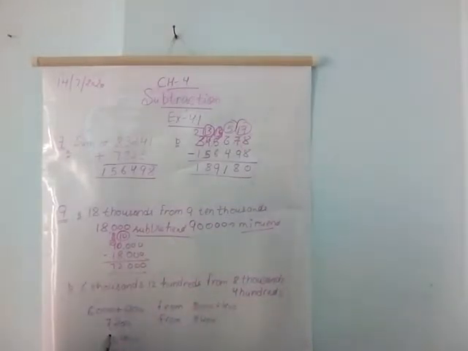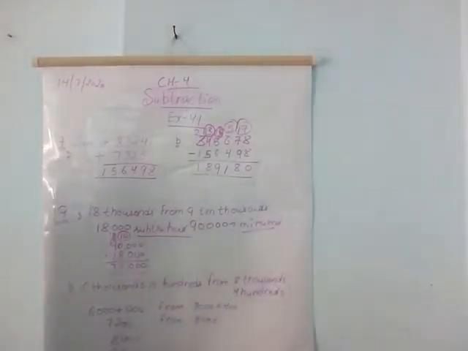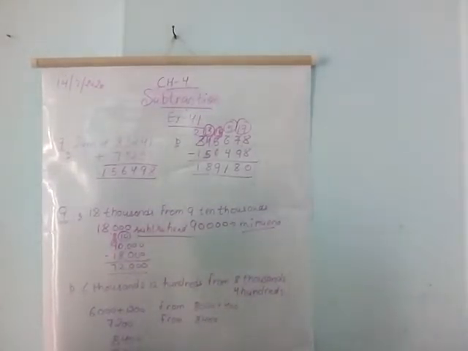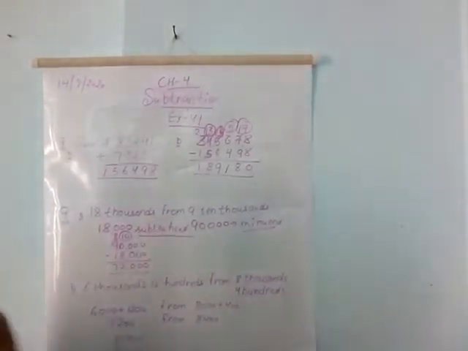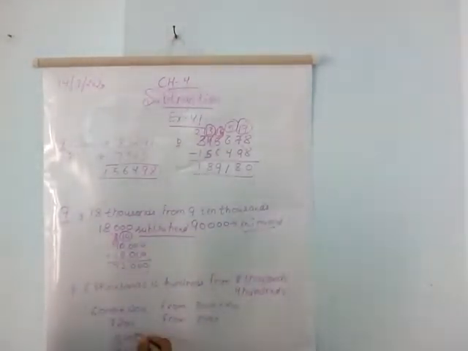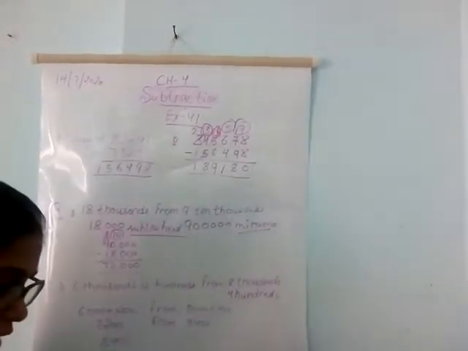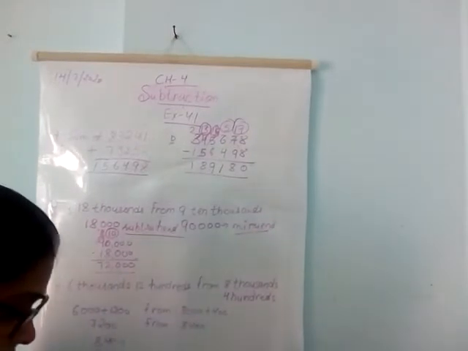So 6,000 and 1,200 will become 7,200, from 8,400. So from 8,400 you have to subtract 7,200. Okay, so when you subtract 7,200 from 8,400, 0 from 0, 0 from 0. From 4 when you subtract or take away 2, you will get 2, and when you subtract 7 from 8, you will get 1. So the answer is 1,200.